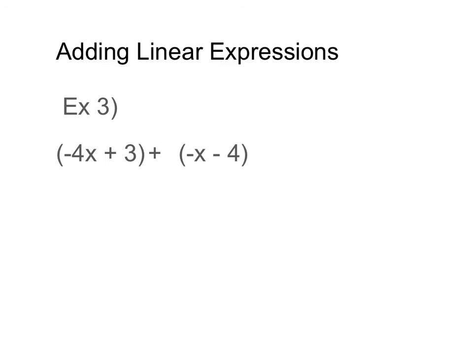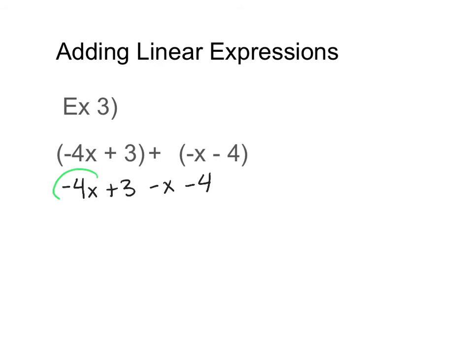The difference between this one is now you have negatives, okay? So I'm going to go ahead and rewrite this as negative 4x plus 3. And this is plus a negative x. So you can either write plus a negative x or just minus x. I like to just write minus x and then minus 4. Now I'm going to combine like terms.